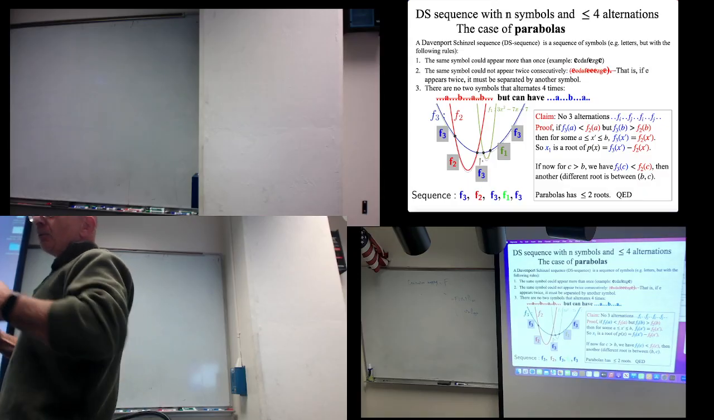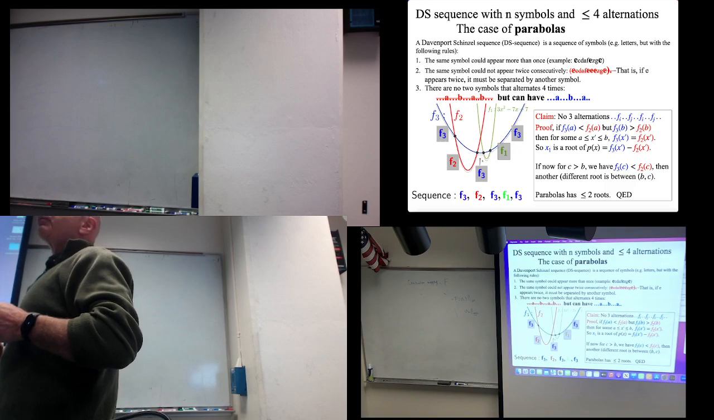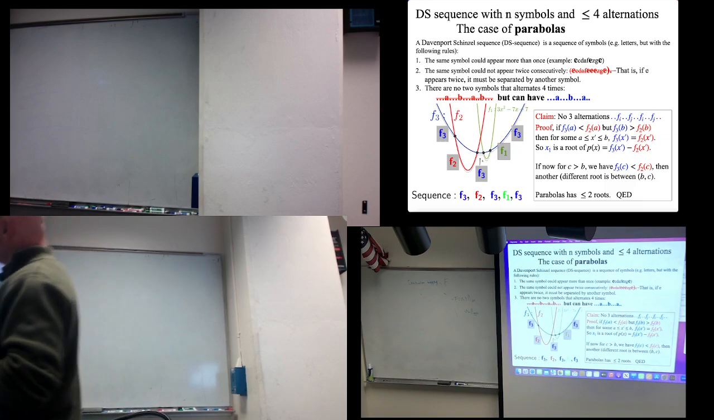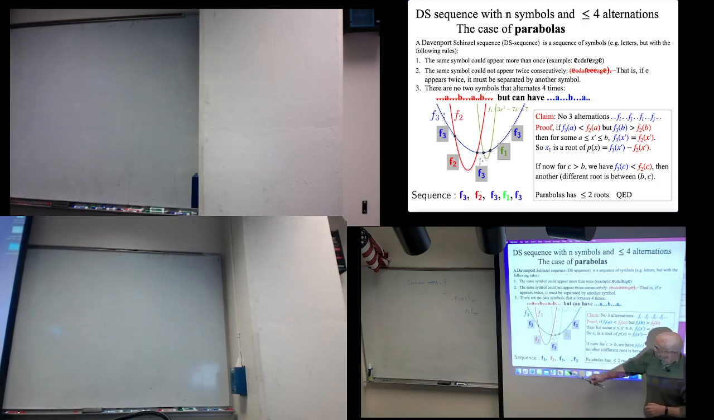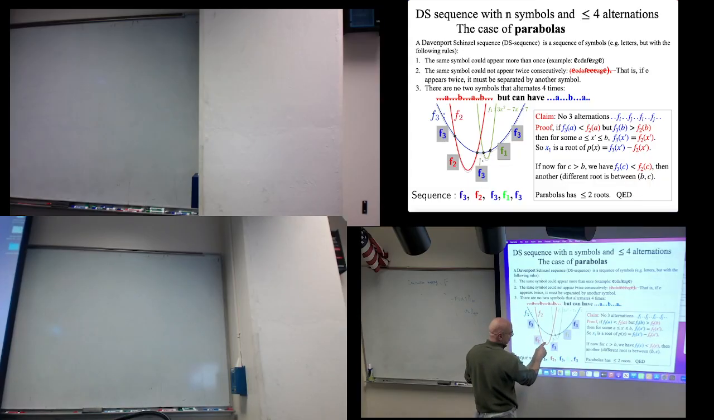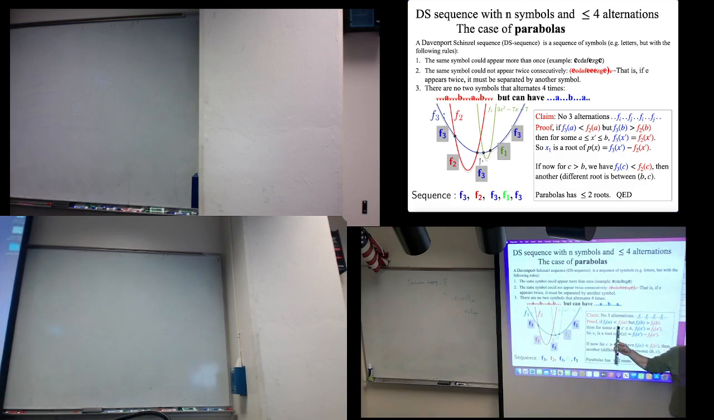I'll answer this question, but first I want to convince you that when I walk along the lower envelope and write the name of each function that I meet, it will be a Davenport-Schinzel sequence, and you cannot have ABAB. It is impossible that I see F3, then F2, then F3 again, then F2 again. So why is this true? Why can you not have ABAB?